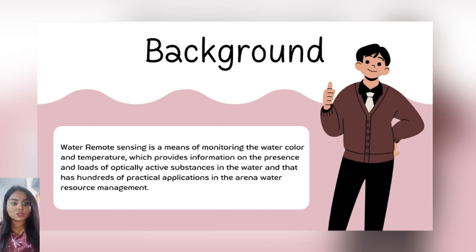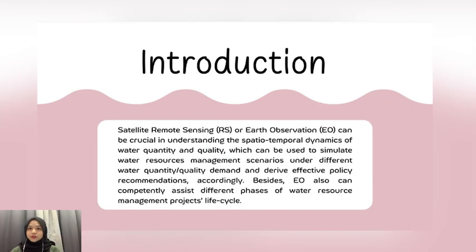Water resources in remote sensing is a means of monitoring the water color and temperature, which provides information on the presence and loads of optically active substances in the water, and that has hundreds of practical applications in the arena of water resource management. For example, surface runoff from agricultural land can carry nutrients like nitrogen and phosphorus from fertilization of crops into the water bodies that might cause algal blooms and have the potential to degrade the water quality.